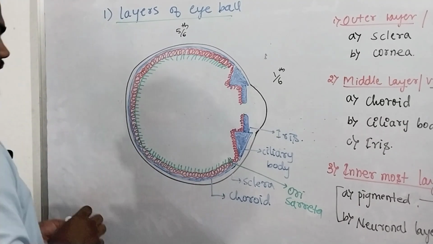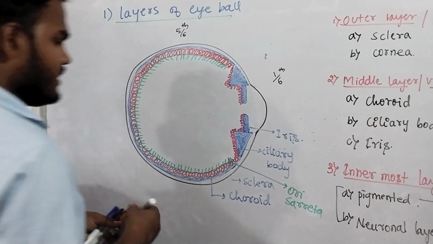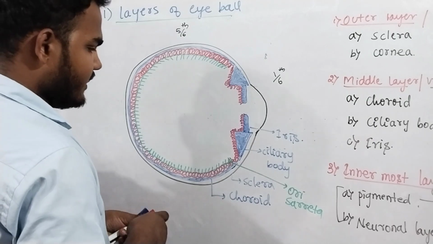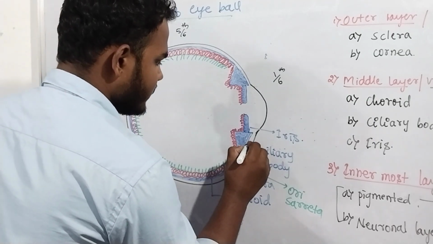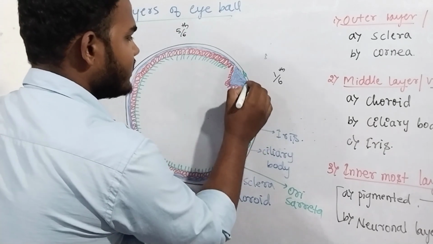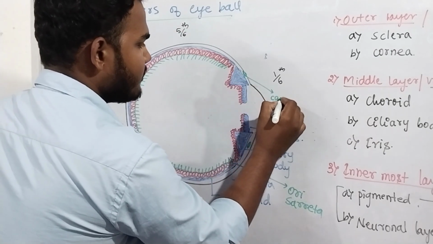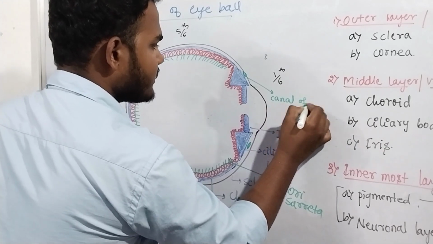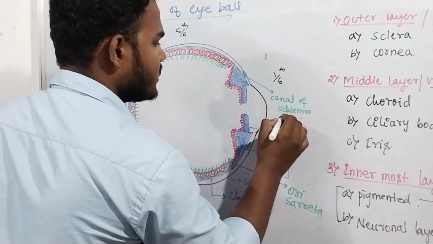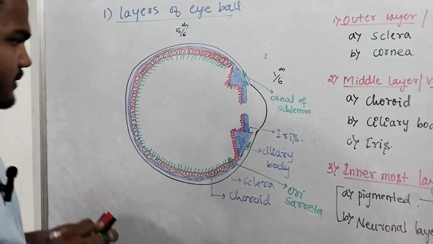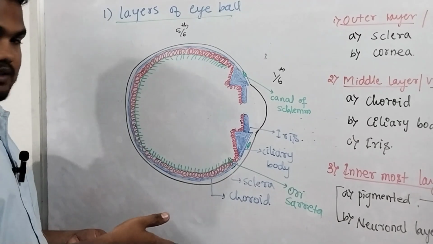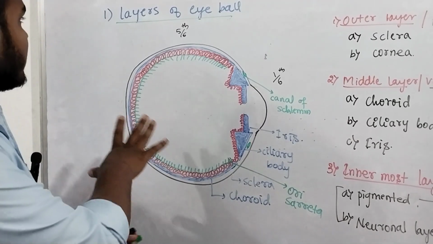This completes our layers of an eyeball, and here there is a canal. There is a canal that is used for drainage, like a drainage system. This canal is known as the canal of Schlemm, which helps in the drainage of aqueous humor. We will discuss it in the next part, after this completes our layers of an eyeball.